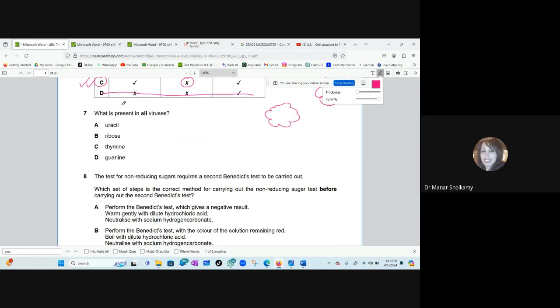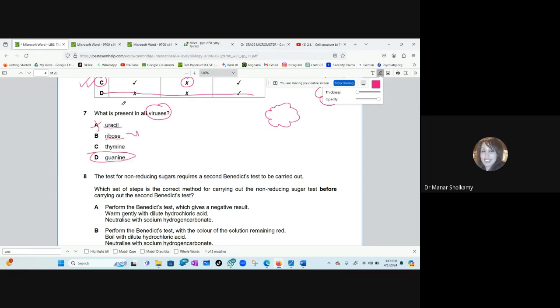7. What is present in all viruses? Uracil, ribose, thymine, or guanine? Viruses, in case you forgot, are either DNA or RNA. So what is present in all viruses? Is uracil present in all viruses? No, because if the virus is a DNA virus, it's not. Yes, you are right, guanine.